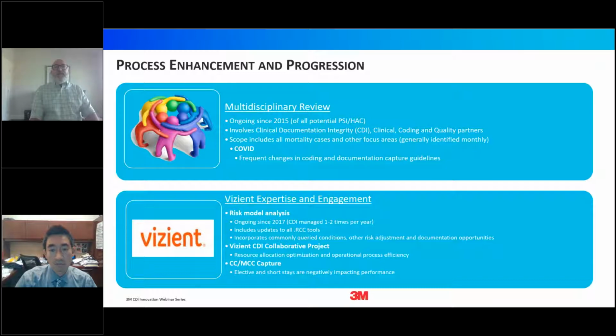And we also have focus reviews that we do periodically. I think we're in the middle of doing a sepsis focus review. We've done some orthopedic focus reviews, and we generally look at them on a monthly basis to see what it is. We've done a COVID focus review. And then sometimes when there are documentation or coding capture guidelines, we'll do focus reviews to make sure that we're keeping those at the forefront.